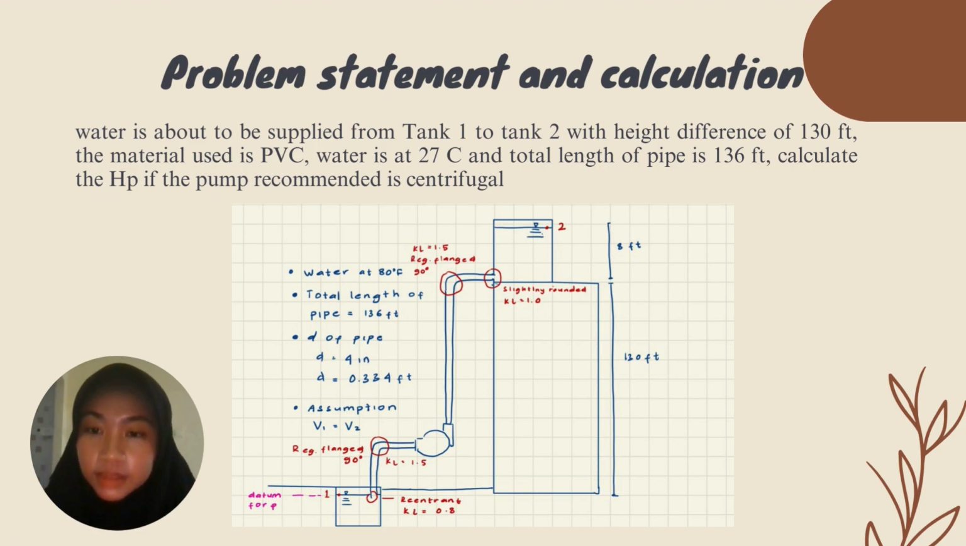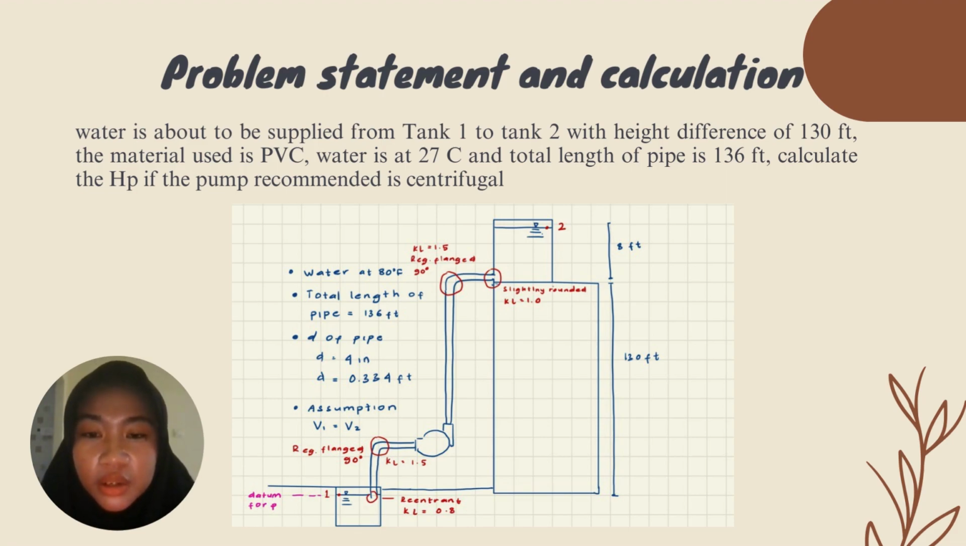So the first one, specification of the water is at 27 degrees C, which is equivalent to 80 degrees Fahrenheit. And the total length of the pipe is 136 feet. The diameter of the pipe is 4 inch or equivalent of 0.334 feet. The assumption is V1 is equal to V2.